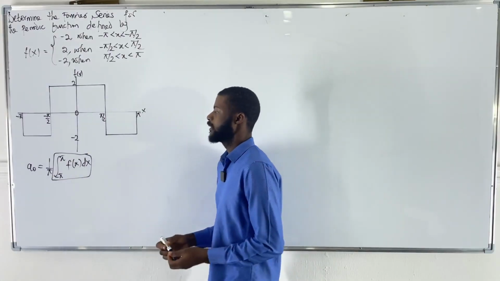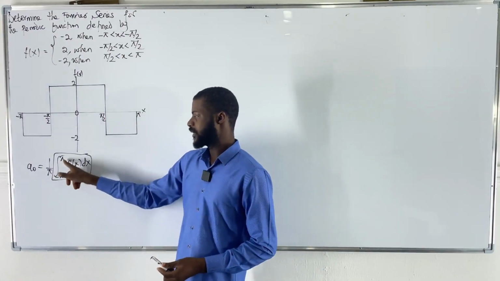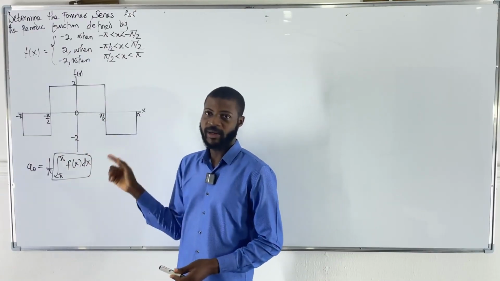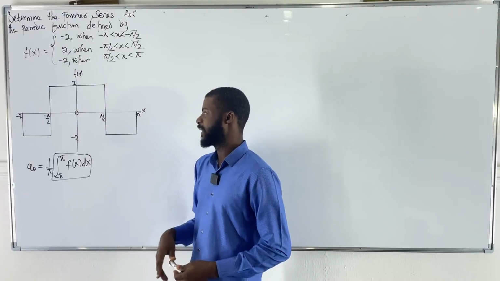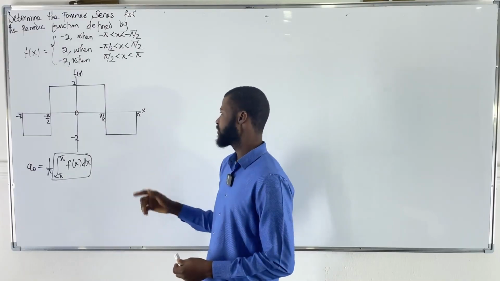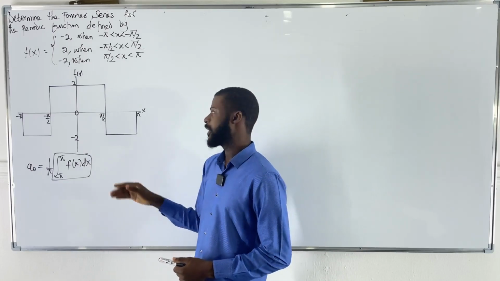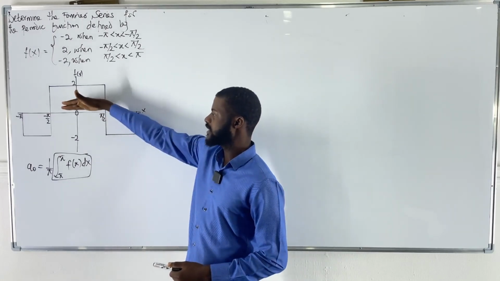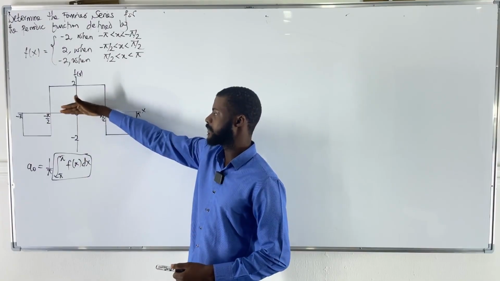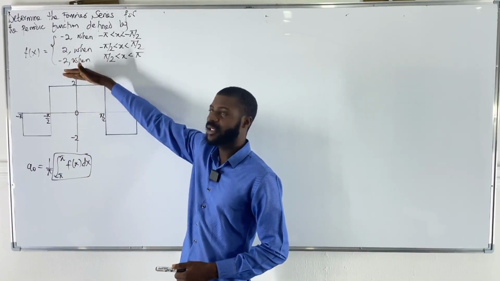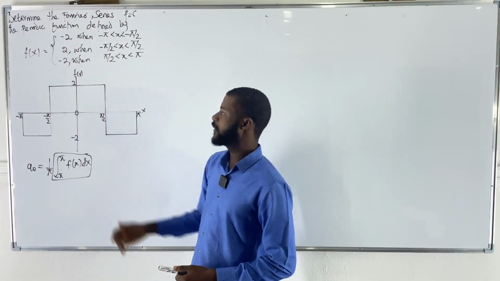But like I said, this integral is the area. So there should be an easy way for me to find my area. I don't want to stress myself. Now take note that these parts below the x-axis are always going to give you a negative area, and above will give you a positive area. So let's start with the ones above.